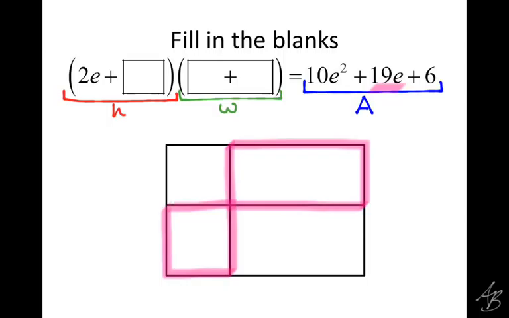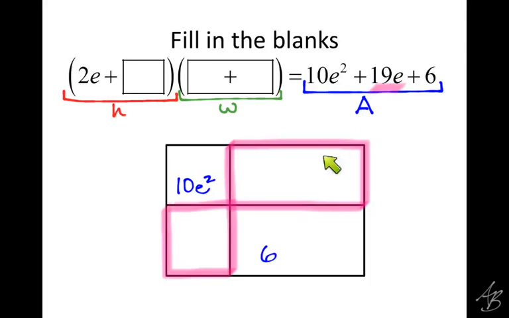All right, where's the 10e squared going to go? So usually the first term comes from this top left box. So I can go ahead and put the 10e squared there. And where's that 6 going to go? At the bottom. That's going to go in the bottom right one. That usually comes from that last rectangle there.